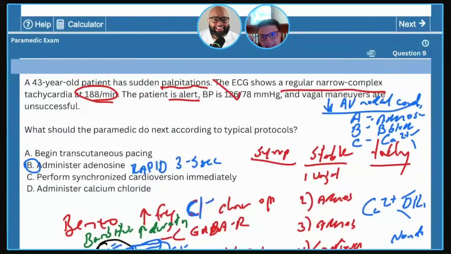So the dihydropyridines are going to dilate the vessels. That's going to be your amlodipine, nicardipine, nifedipine. The dipines. And the non-dihydropyridines are going to be your Cardizem, diltiazem, verapamil. They work on the heart themselves. Very good.